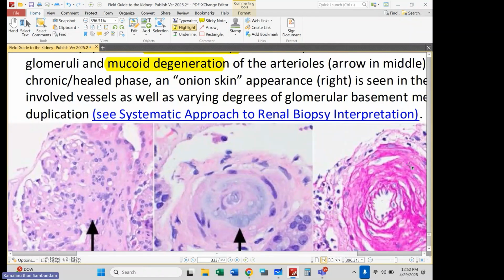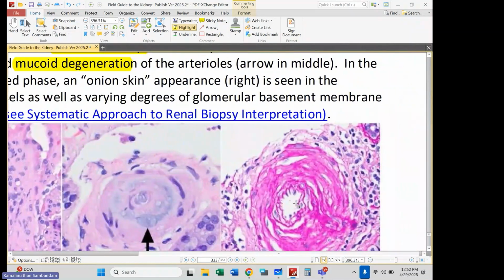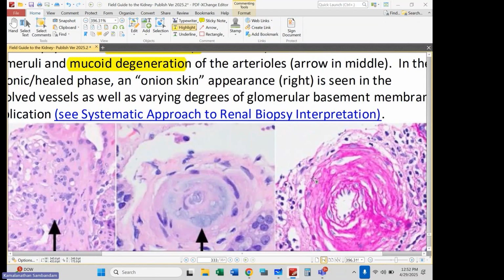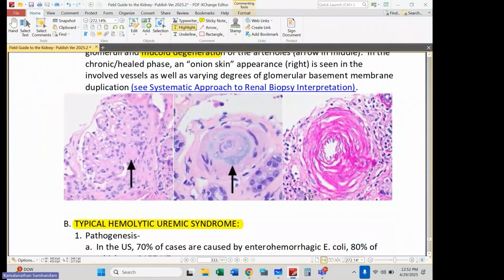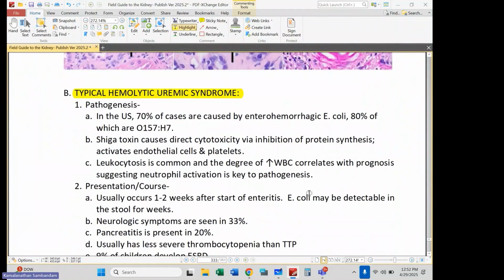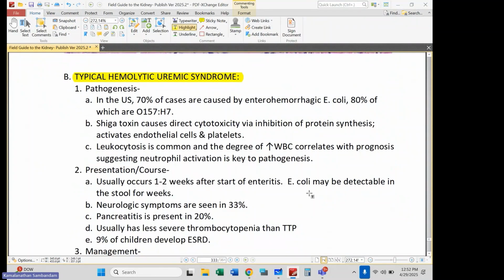Okay. And then you can see in the more chronic phase of this TMA, this remodeling that happens in the vascular wall, where layers of basement membrane have this disordered appearance, the so-called onion skinning appearance of a more chronic phase of the TMA. Okay, so let's then move to the individual diseases, starting with typical HUS.